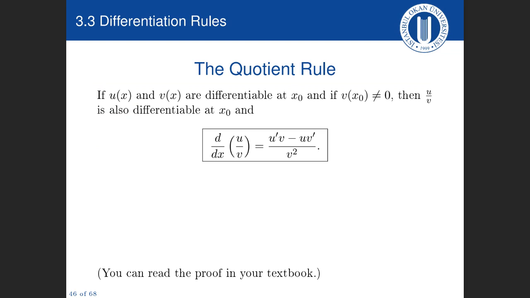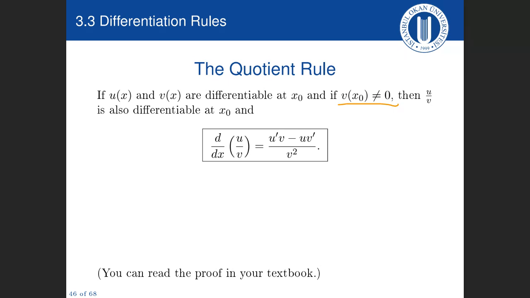The quotient rule. If u and v are differentiable at the point x0, and one extra thing we need to be careful of, if v of x0 is not 0, because we can't divide by 0, so just make sure we don't have 0 here, then u over v is also differentiable at the point x0, and we have our formula. The derivative of u over v is u prime v minus uv prime divided by v squared.